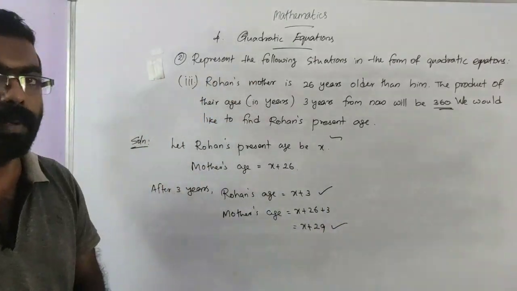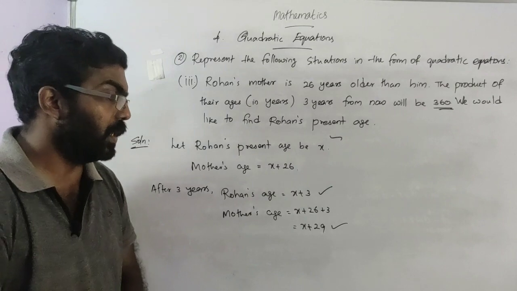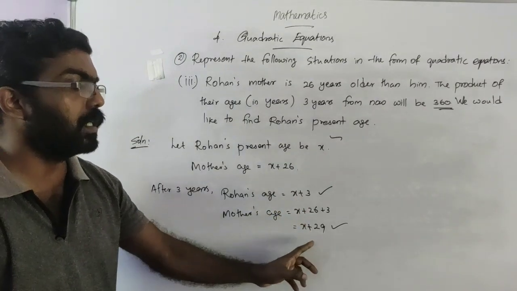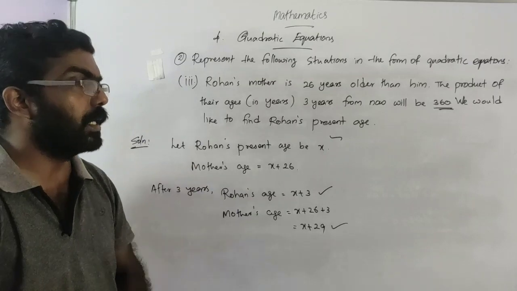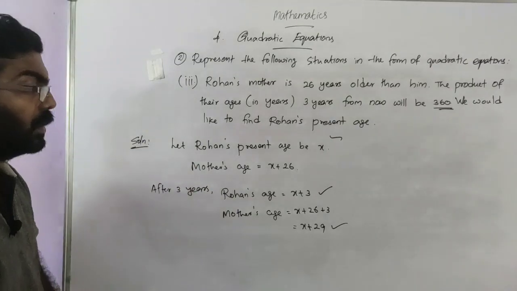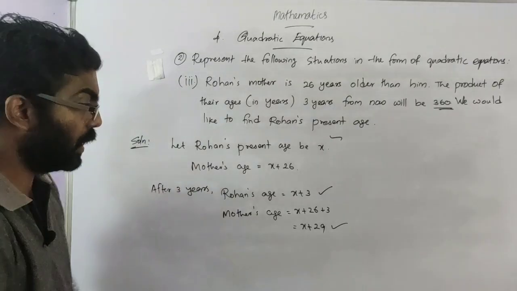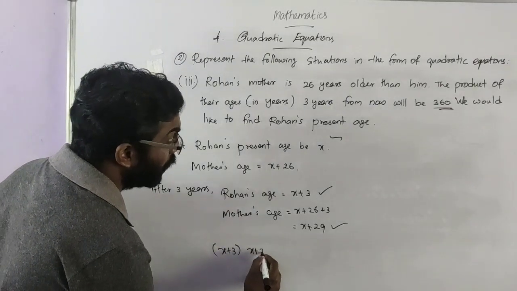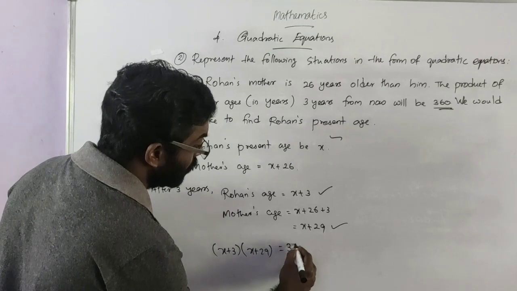After 3 years, the product of their ages will be 360. Here, Rohan's age is x plus 3 and mother's age is x plus 29. And we can write the product as 360. So according to the question, we can write (x plus 3) into (x plus 29) is equal to 360.